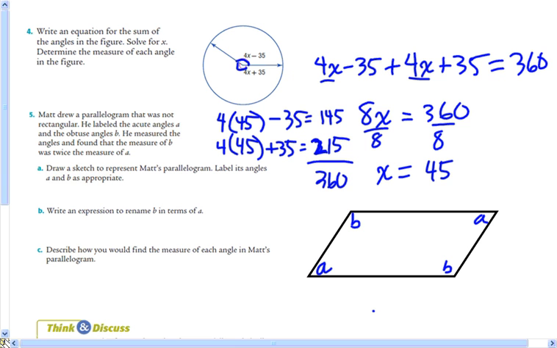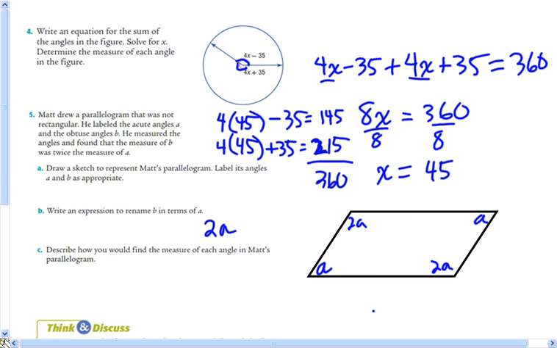So what we can do is we can say that B is equal to 2A to represent that information. And so the expression 2A is the same as the expression B. All right? And now we can replace B with 2A because we know those angles are both twice as big. So we'll just put 2A there and 2A there. And then we're gonna find the measure of the angles.